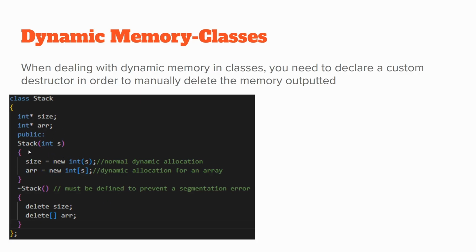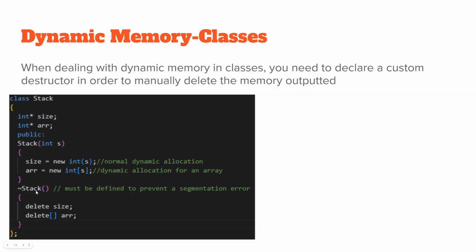So in the constructor, whenever we input s, we can set our size equal to a new int s, as well as our array to a new dynamic array of size s. And we can do pretty much all of our stuff in here, like our initialization functions, like for pushing to a stack, etc.